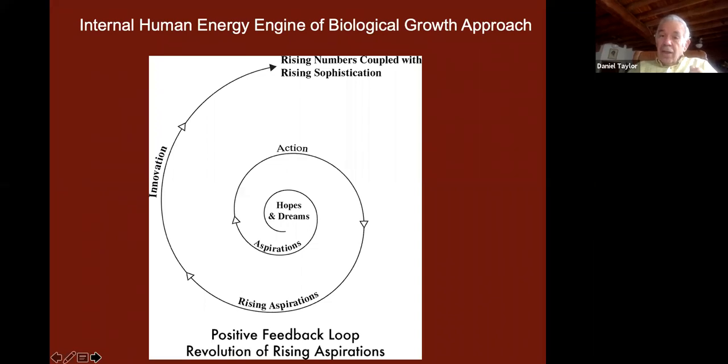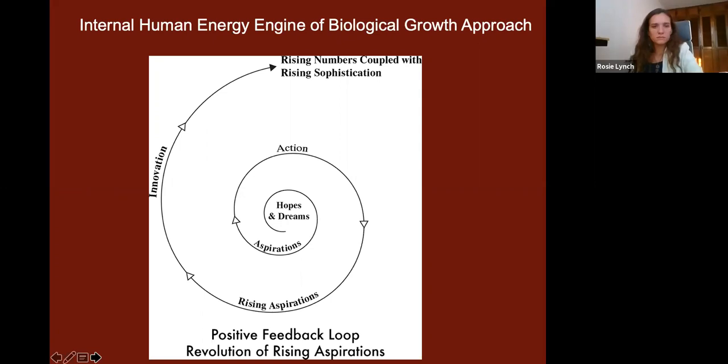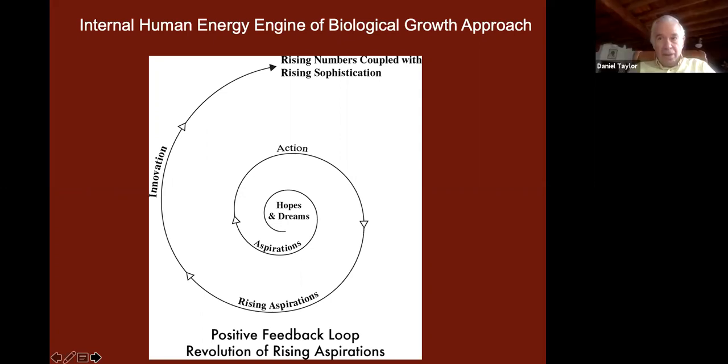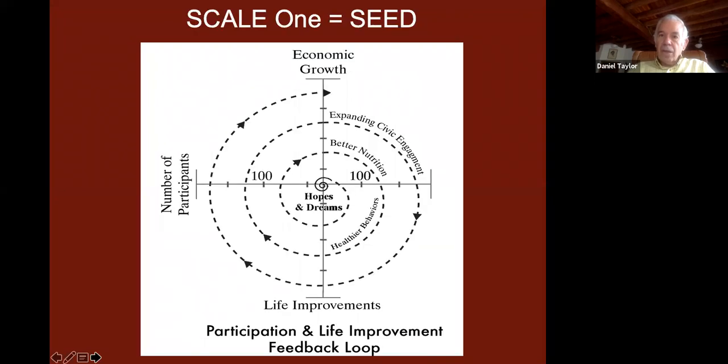So in the community as the agent, the community is making it happen. The revolution of rising aspirations is how they do that. And we've talked about that, so I will be referring to this. I don't need to explain this to you again. I'm just emphasizing that what you see here in this feedback loop is an engine. It's an engine of internal human energies that grows the biological approach. But let's get into that engine a little bit now.